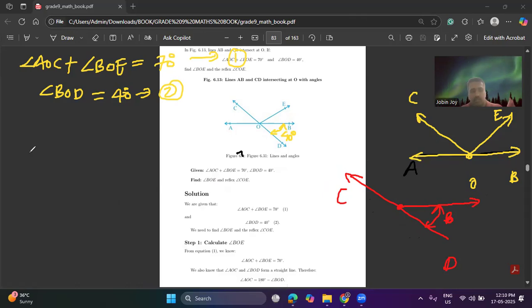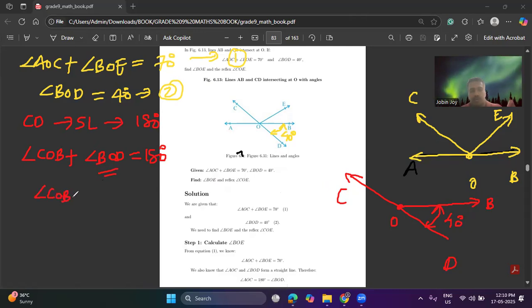Sorry, this angle is 40 degree, and this is B. CD is a straight line, and if CD is a straight line, we know that the angle is 180 degree. So I can write angle COB plus angle BOD equals 180 degree. We know the value of BOD, so angle COB equals 180 minus 40. That means 140 degree, right?